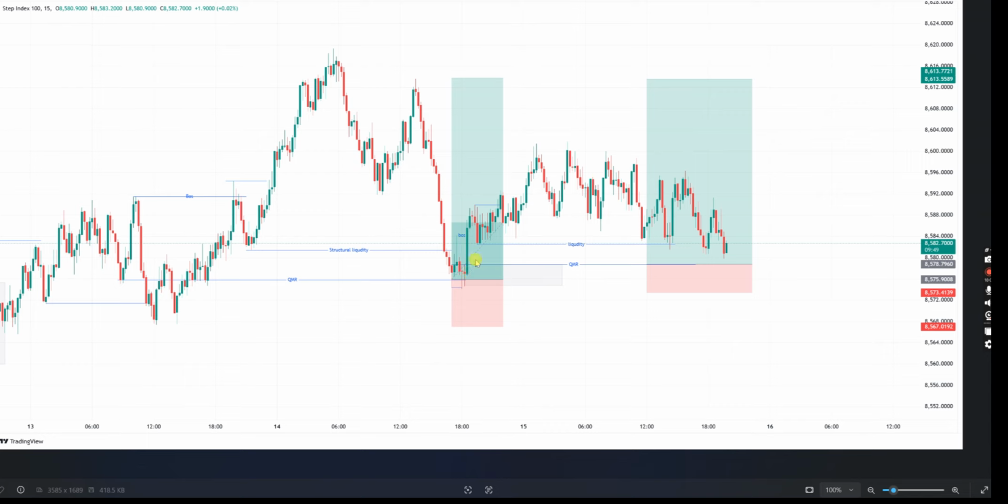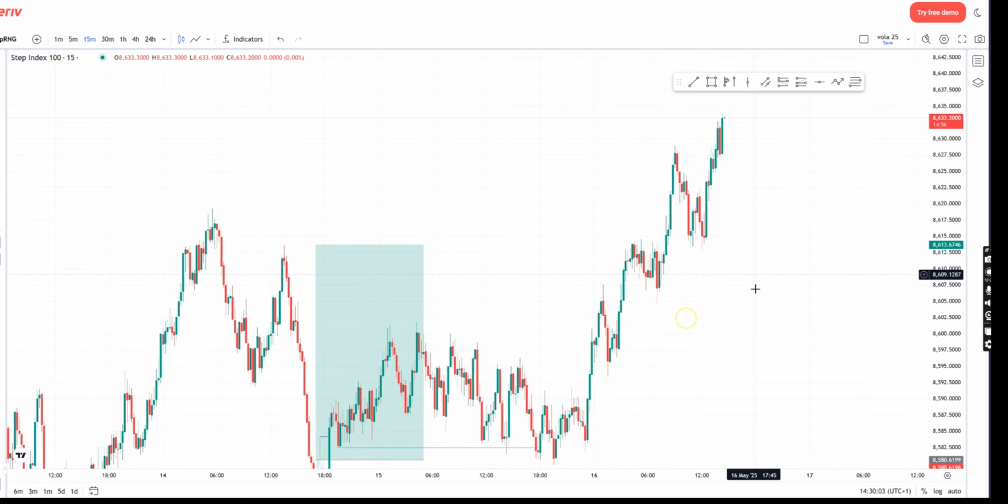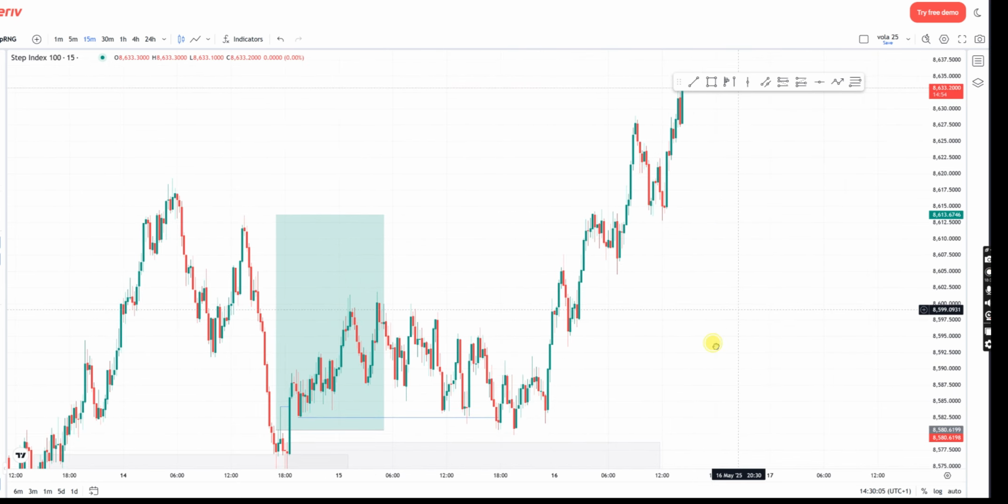After the market came back and took me out, I looked for this re-entry. And what did the market do? It probably used this breaker block to move. It didn't come back into that area, and then pushed higher, very high, and kept going. So that's how I made this trade.